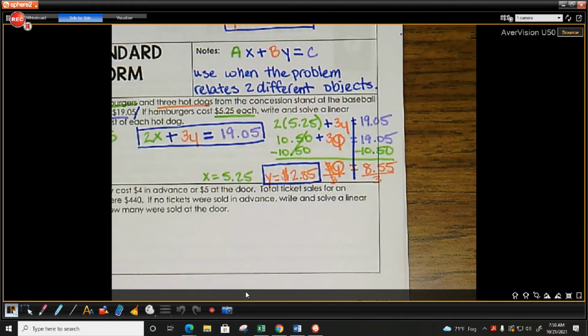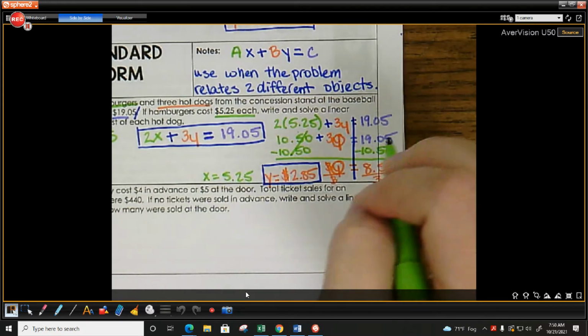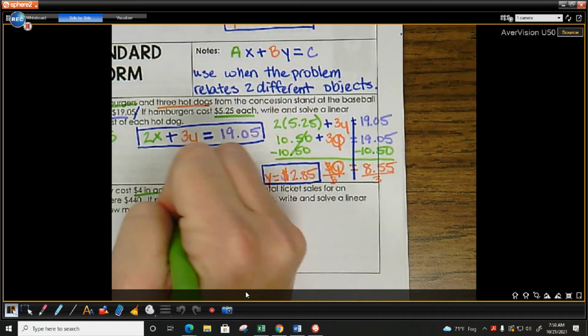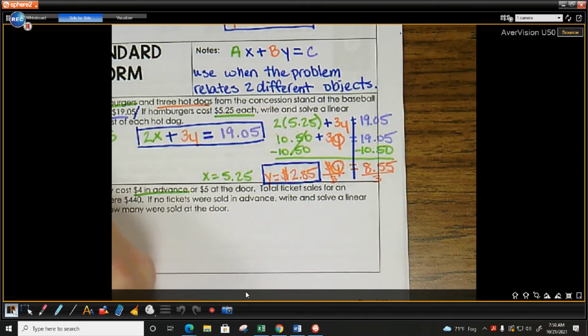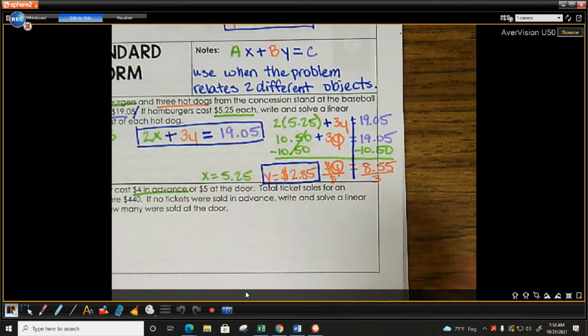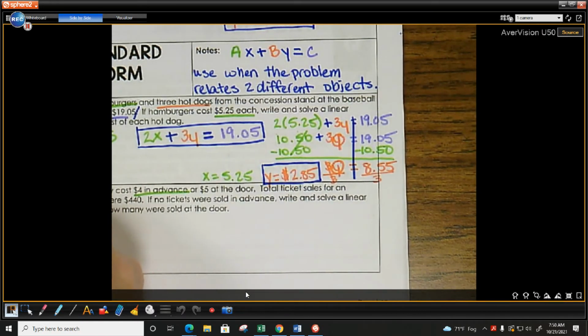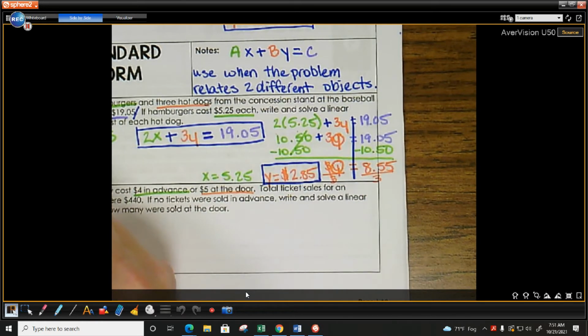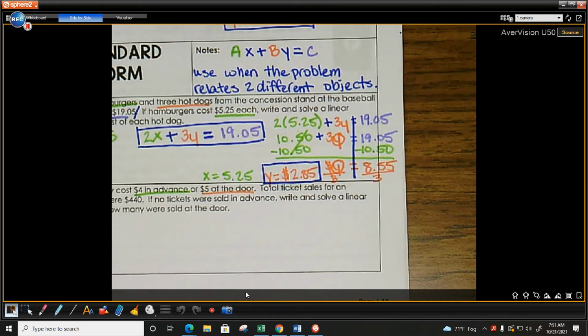Okay, so what two things are we comparing here? Tickets that are sold at the door and sold in advance. So I'm going to say X is advance, and then Y is at the door. Sorry, y'all can't see that.